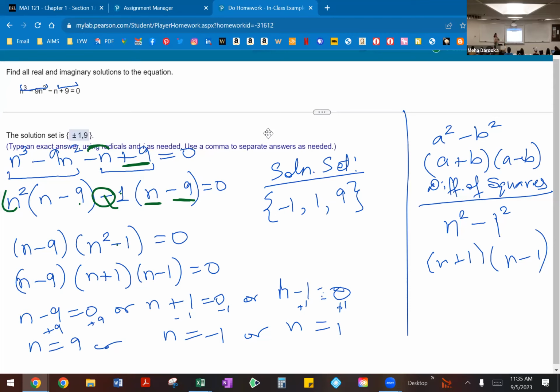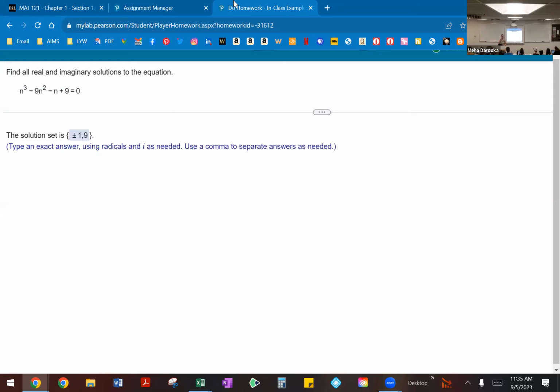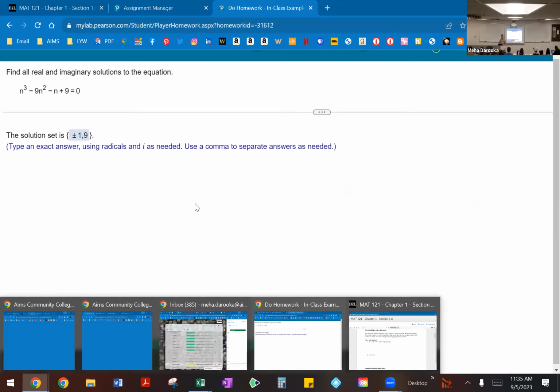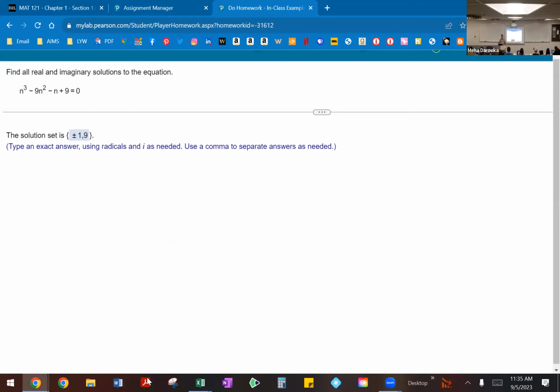Okay, so question on solving a higher degree polynomial by using factoring. We okay so far? Yeah. Figure this one out. All good, okay, very nice.